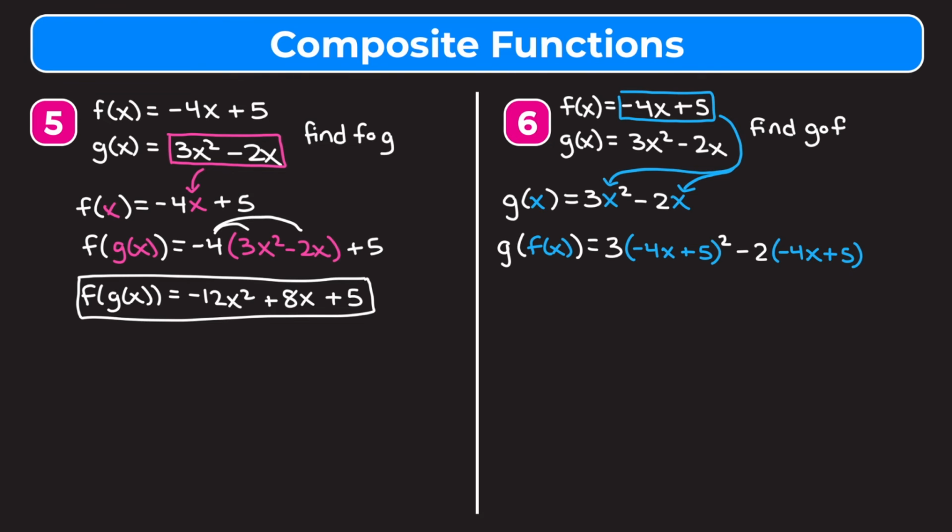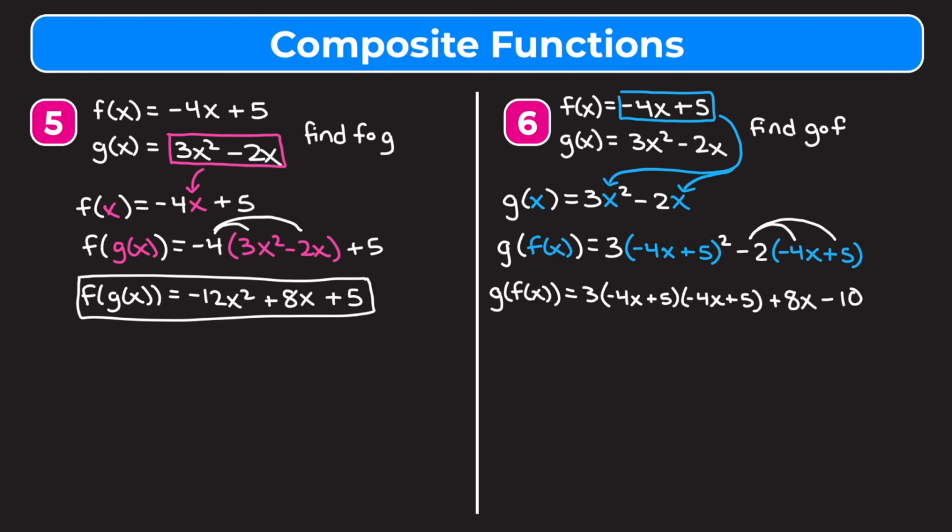And now I'm going to need to simplify the right side of my equation. So I have g of f of x equals 3, and remember the quantity of negative 4x plus 5 squared has to be written as negative 4x plus 5 times itself. And now I'm going to distribute this negative 2 in. So negative 2 times negative 4x is a plus 8x. Negative 2 times 5 is negative 10.